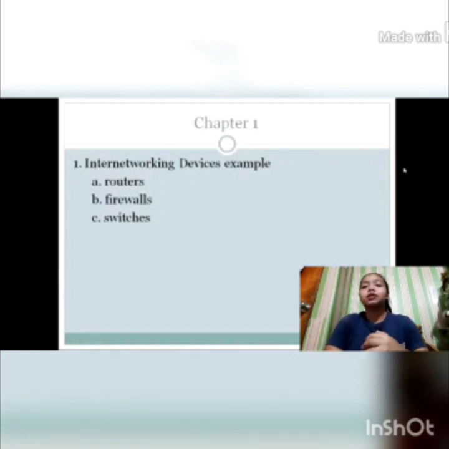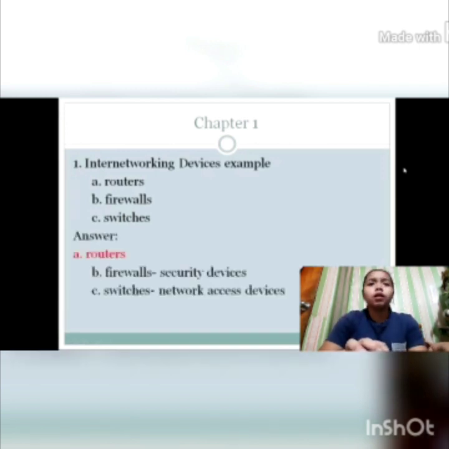So hi guys, it's me again. Today's video is about the summary review questions for chapter 1 to chapter 11. The question for chapter 1 is: internetworking devices, example, routers, firewalls or switches. I think this is a router, because firewalls are an example of security devices and switches are network access devices.